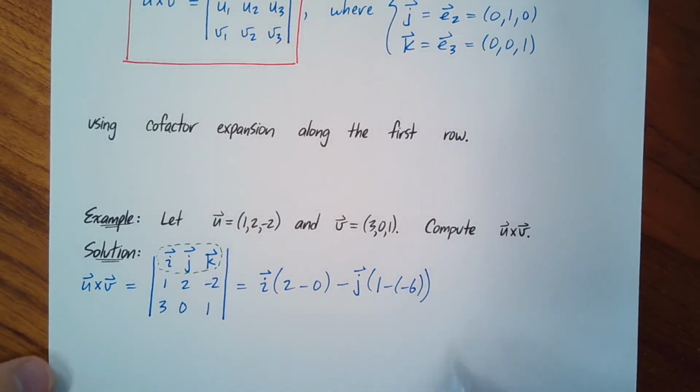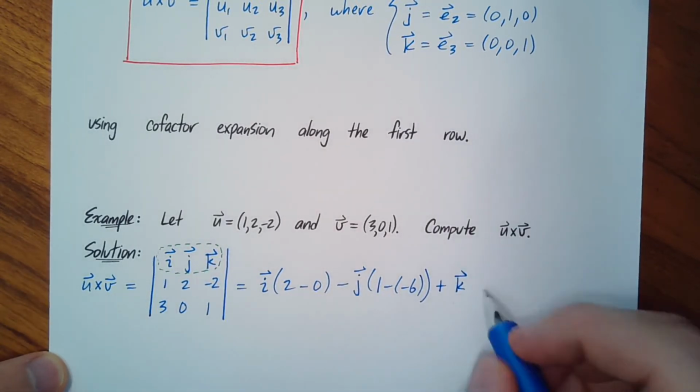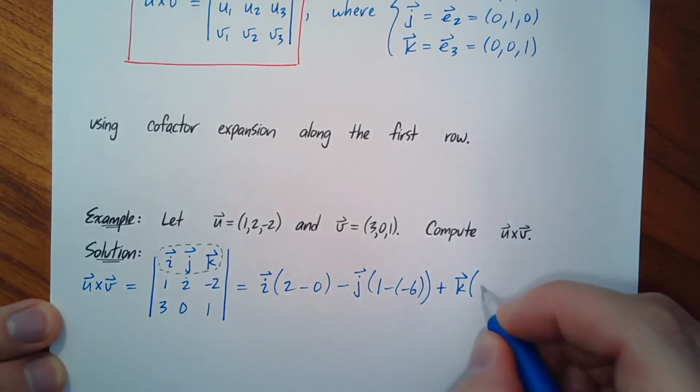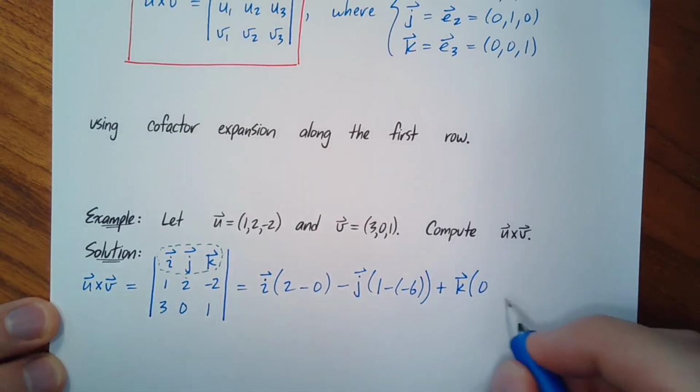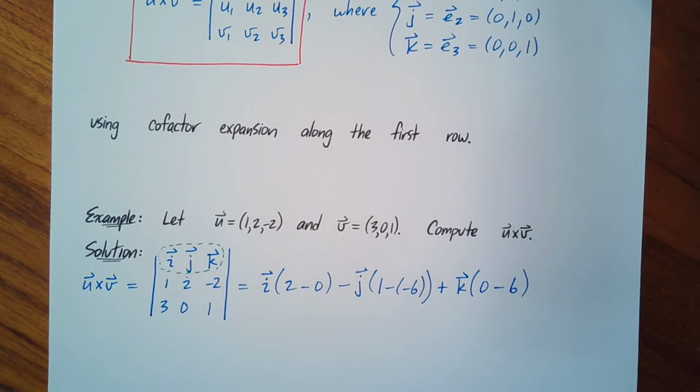And then our last term, we're going to go plus the vector k, and then the determinant is going to be of this 2 by 2 matrix. So 1 times 0 is going to be 0, and then 2 times 3 is 6, and we're just going to subtract that, and we get 0 minus 6. So that is what we get.